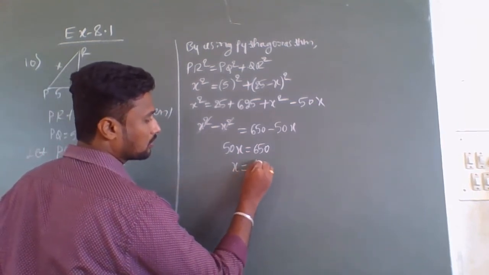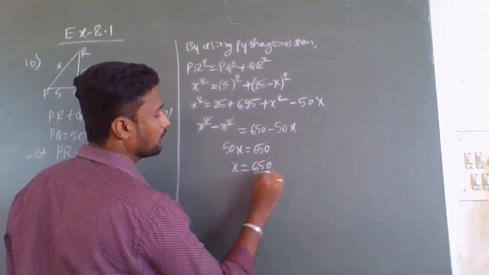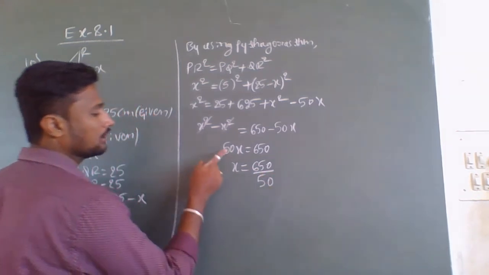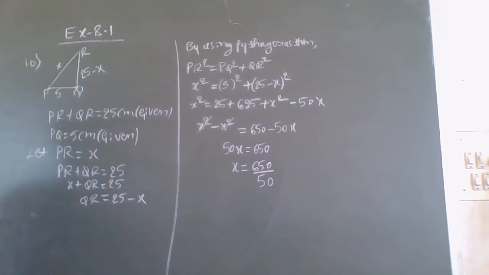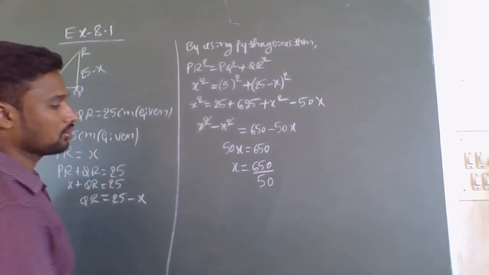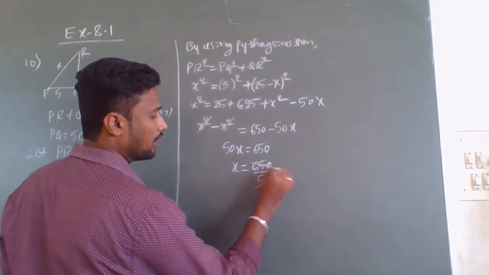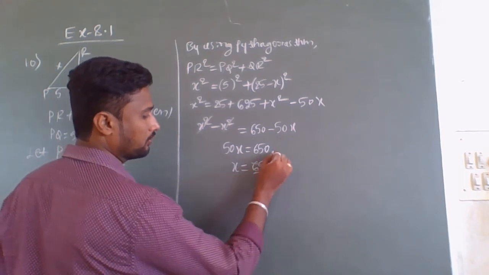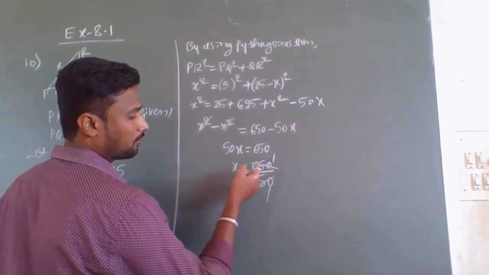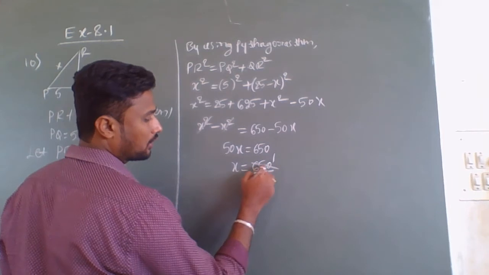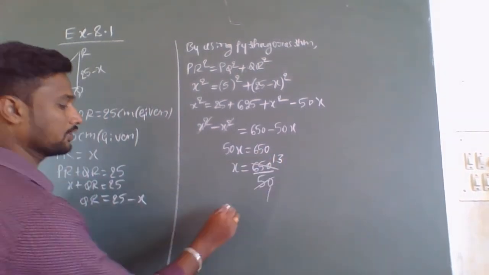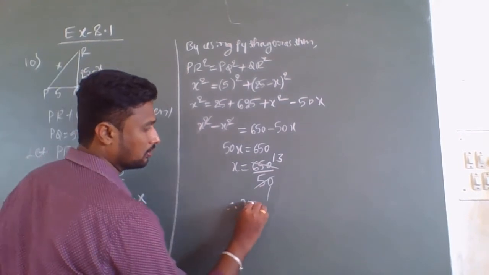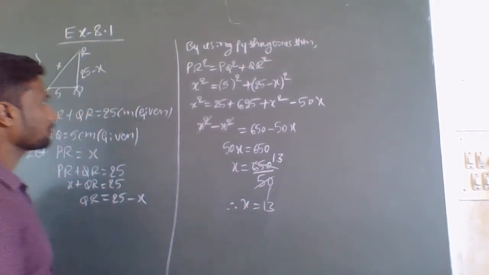So x equals 650 divided by 50. What I did here, I moved this 50 to the right hand side, so it becomes division, 650 by 50. Here 50 ones are 50, and 65 minus 50 leaves 15, remaining 150. It becomes 150, 15 threes are 150. So x value, therefore x equals 13.